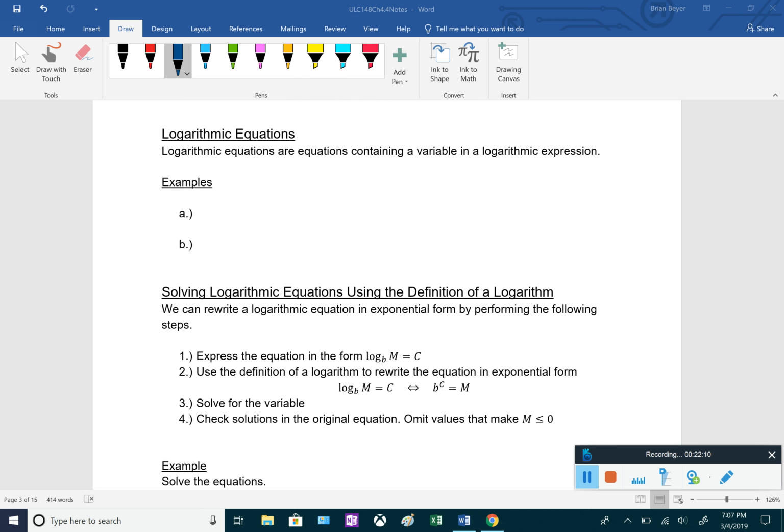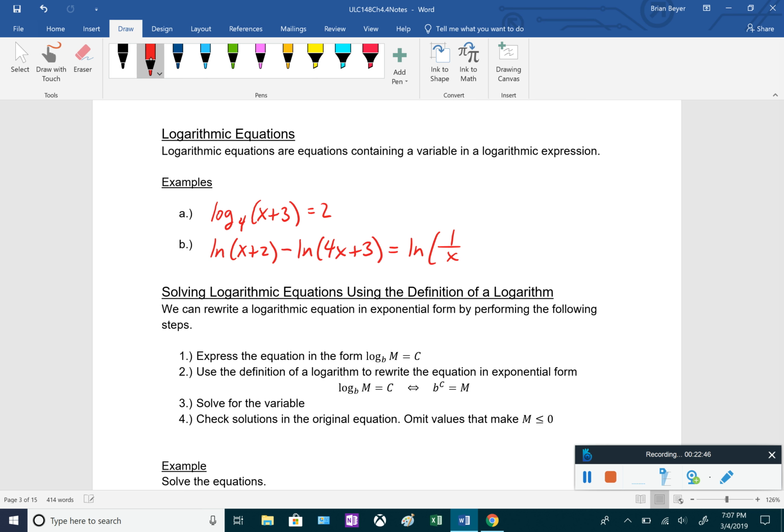So logarithmic equations are going to be equations that have the variable in the logarithmic expression, meaning it's in the input for the log. So for some examples of these, something like log base 4 of x plus 3 equals 2. And something else like ln of x plus 2 minus ln of 4x plus 3 equals ln of 1 over x.